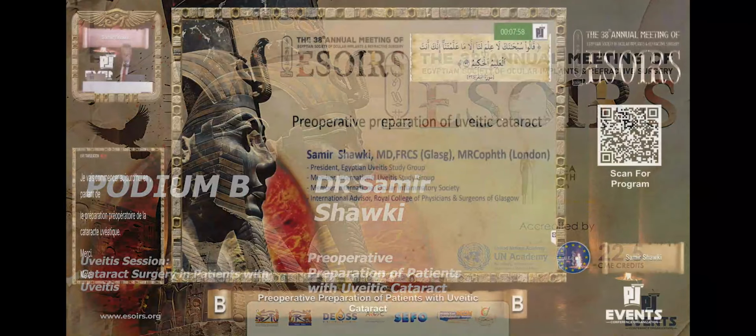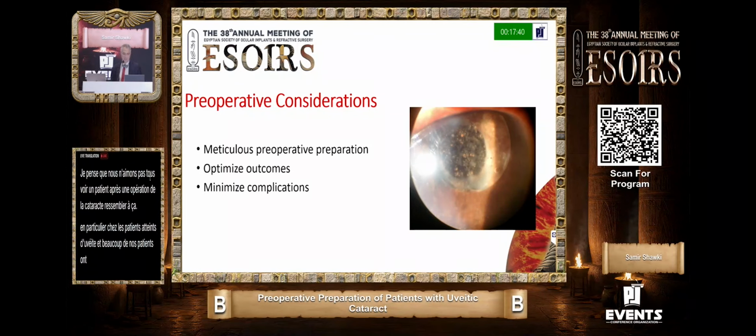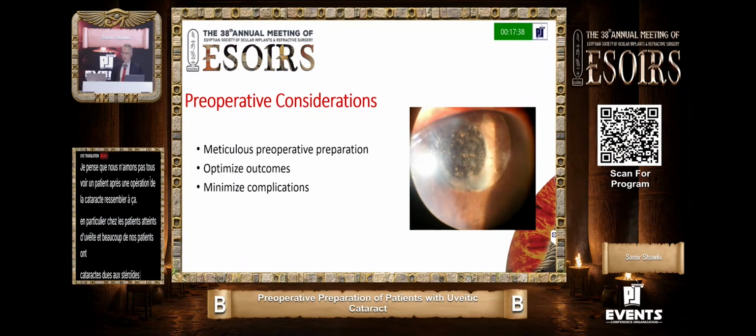I think all of us don't like to see a patient after cataract surgery looking like this, particularly in patients with uveitis. Many of our patients have cataract due to steroids or due to the inflammation itself. So we need to have certain preoperative considerations before considering cataract surgery.